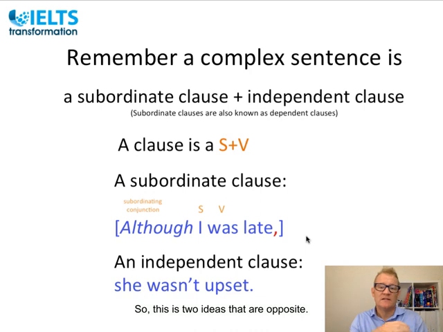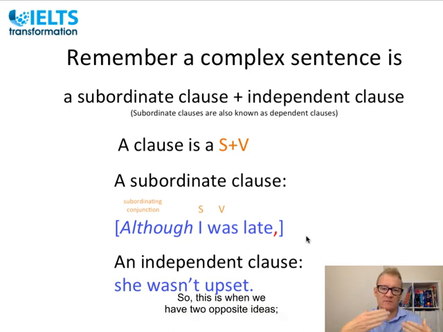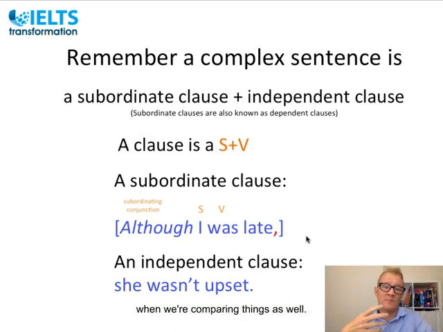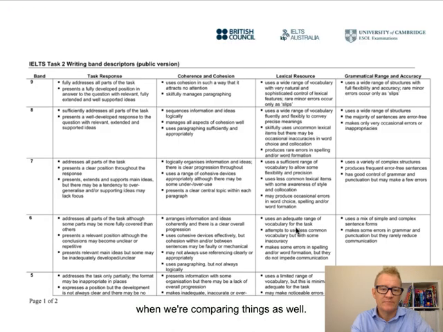So this is two ideas that are opposite. They contrast each other. Maybe you would expect that she was upset because I was late, but she wasn't. Although I was late, she wasn't upset. So this is when we have two opposite ideas, when we're comparing things as well.